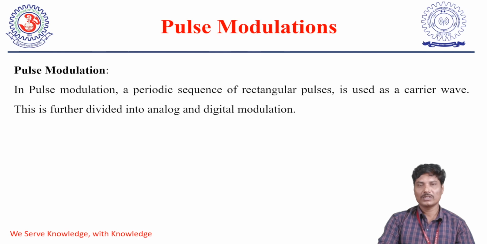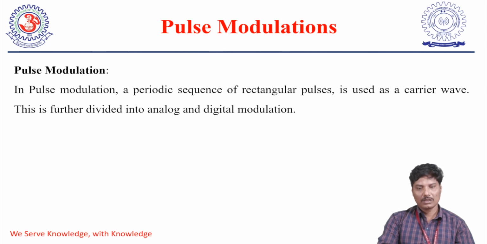Previously we saw the modulations which are amplitude modulation, frequency modulation, and phase modulation. In these three modulations, the carrier wave is a continuous high frequency signal. But in pulse modulation, we are going to use a carrier wave which is a train of high frequency rectangular pulses.